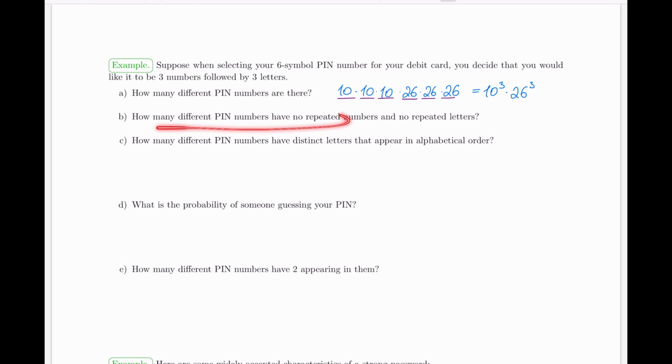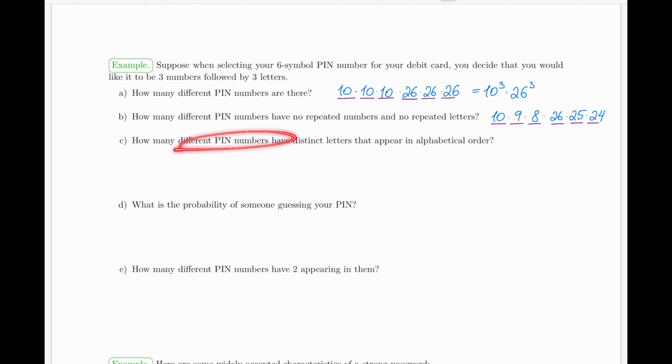Next up, how many different pin numbers have no repeated numbers and no repeated letters? So we're going to have to take our logic from above and somehow modify it slightly. What do we have? For the first number, I have 10 choices. But the next number cannot be what the first one is, so I'm going to have only 9 choices. And the third number, I'm going to have 8 choices. For the first letter, I have 26 choices. For the second, 25. For the third, 24. Multiplying them all together will give me the final answer.